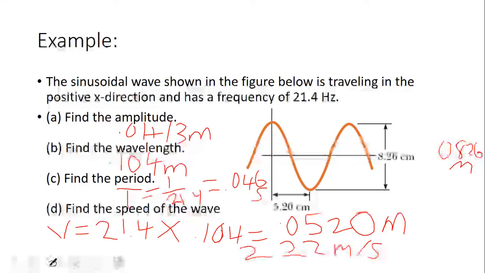This ends our discussion of properties of a wave.